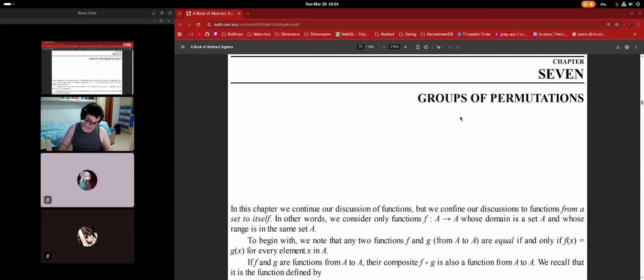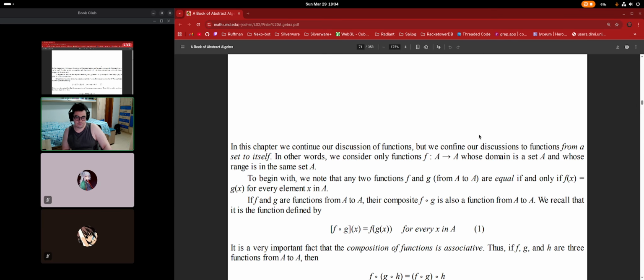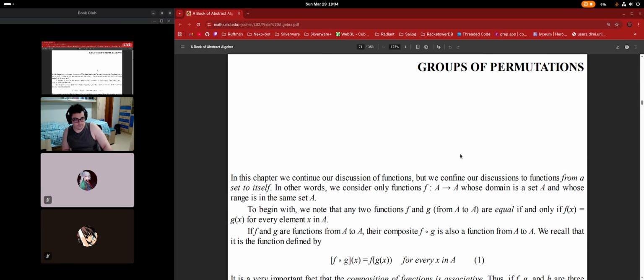Okay, so today we're gonna talk about groups of permutations, which is a direct fusion of chapters 5 and 6. So we're gonna talk about functions again, and we're gonna talk about groups again, but we're gonna talk about them combined. That's what we're gonna do. We're gonna confine our discussions to functions from a set to itself.